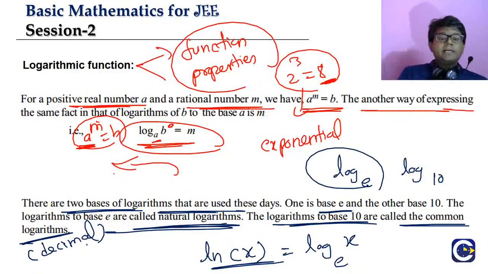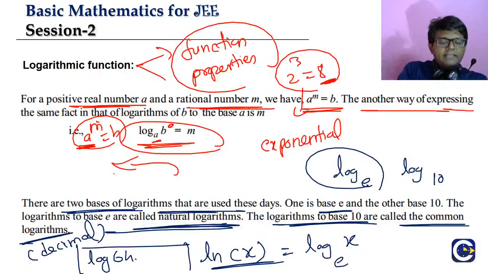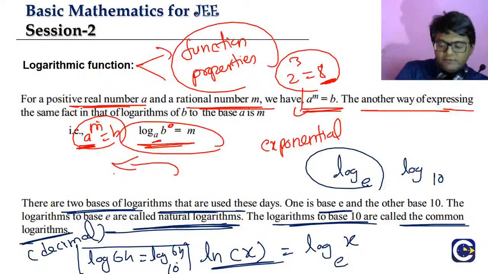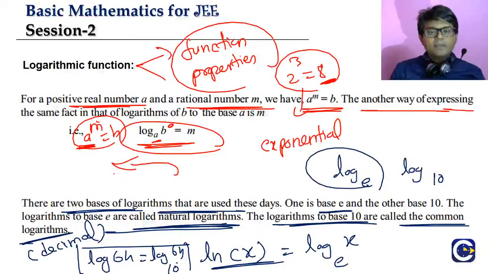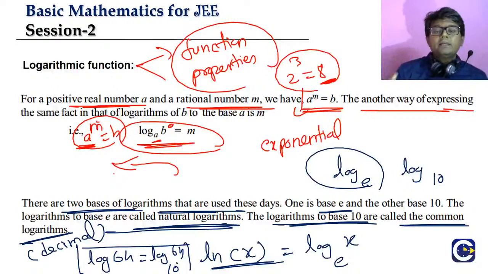Now one thing is important here, just keep a note of it. When we see log 64 without telling any base, it is understood that this is a decimal logarithm or common logarithm. It is understood that what we are talking about is log of 64 to the base 10. If you don't mention any base and simply say log, it means we are looking at the base value to be what? 10. We are looking at the logarithm to be what? The common logarithm or the decimal logarithm.